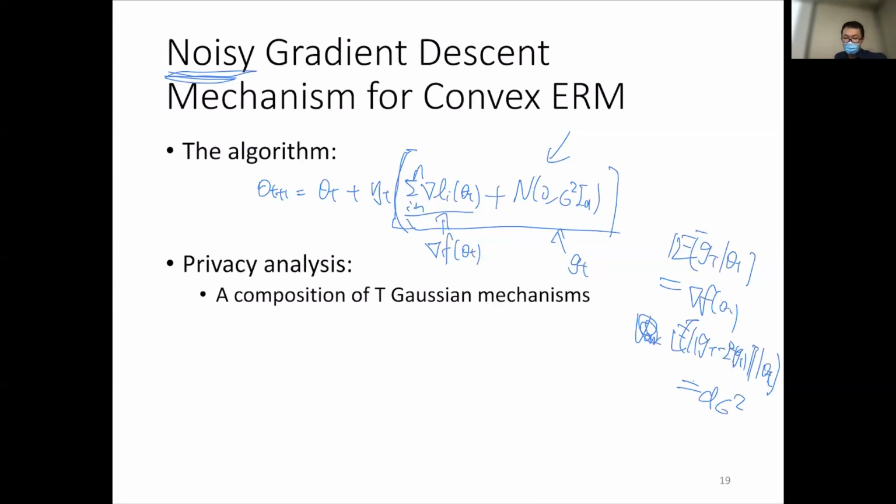And the privacy analysis of this algorithm is also very straightforward because this is nothing but the Gaussian mechanism. What we can see here is that this is a composition of T Gaussian mechanisms, where the number of iterations T is a hyperparameter that we choose. And in addition, this sigma is a hyperparameter we choose. We've learned about one Gaussian mechanism, so what is the global sensitivity of this? The global sensitivity of this algorithm is the global sensitivity of the gradient of f at theta star.